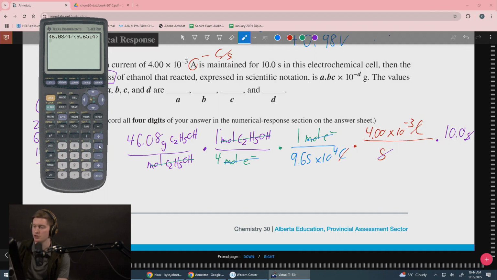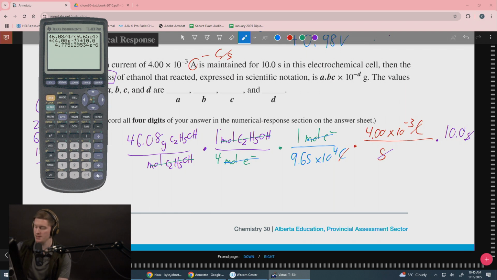Then this one is in the numerator, my amps, so I'm going to multiply by 4.00 times 10 to the negative 3. I'll also put this in brackets because I like having the scientific notation in brackets in my calculator. You can do this in different steps. You don't have to do it all in one, but I'm showing you that you can do this calculation all in one go. And then my 10 seconds is also in the numerator, so I'll multiply it by my 10.